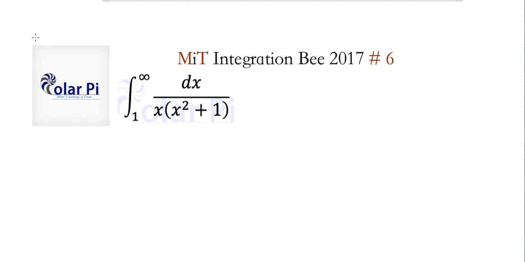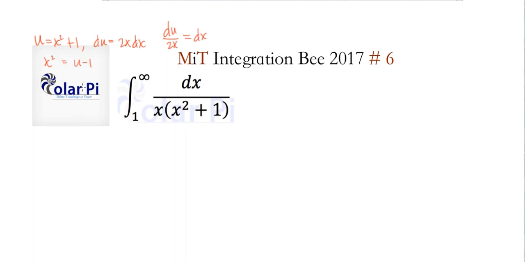We start with a little friend called u substitution. So that goes like this. u is equal to x squared plus 1. So du is equal to 2x dx. And so du over 2x is equal to dx. Also, saying that u is equal to x squared plus 1 means x squared is equal to u minus 1.